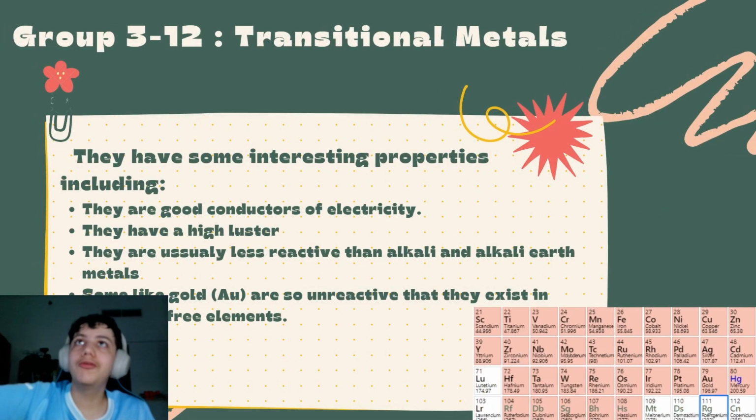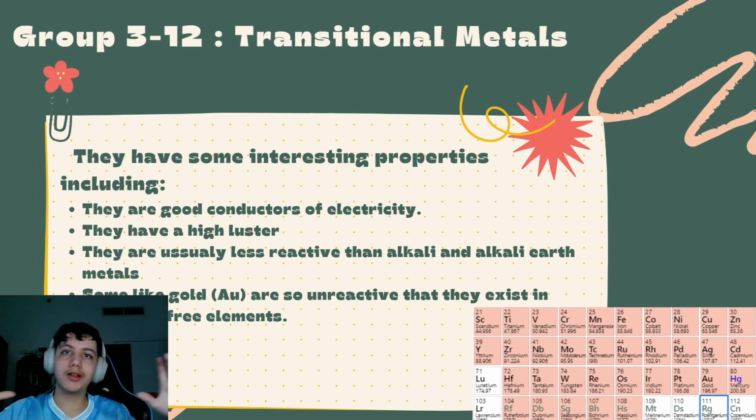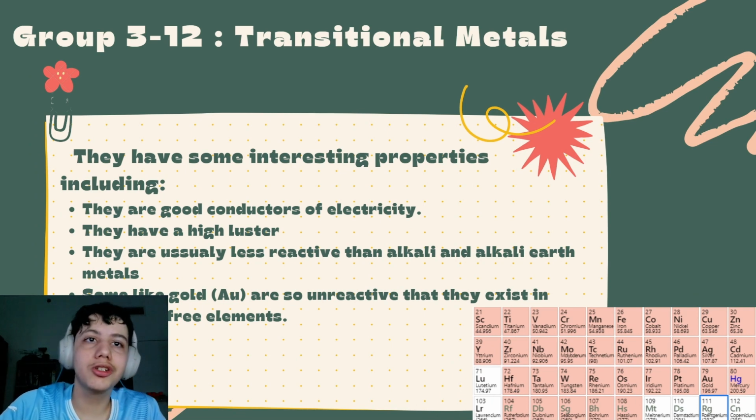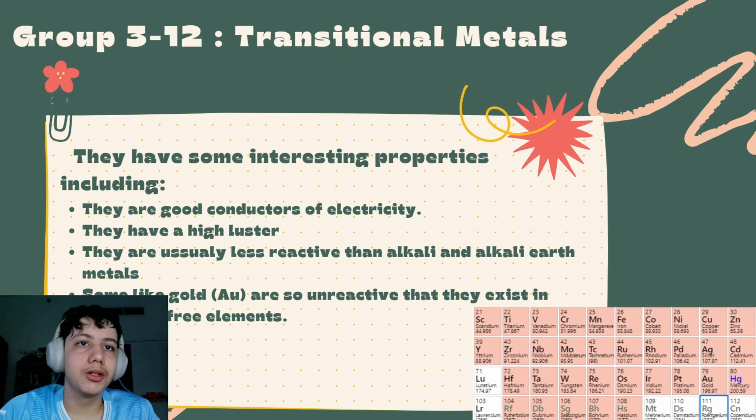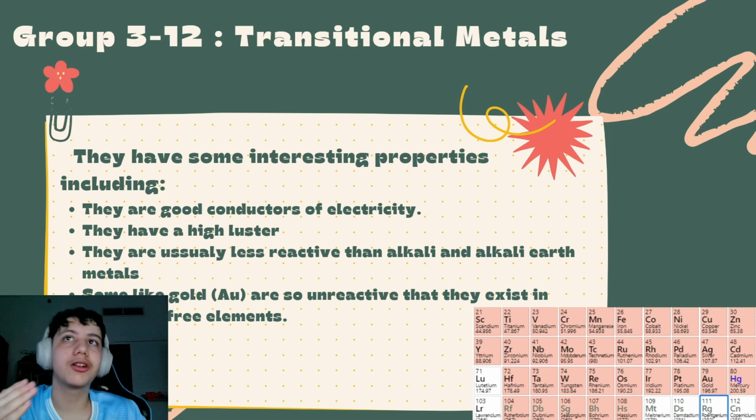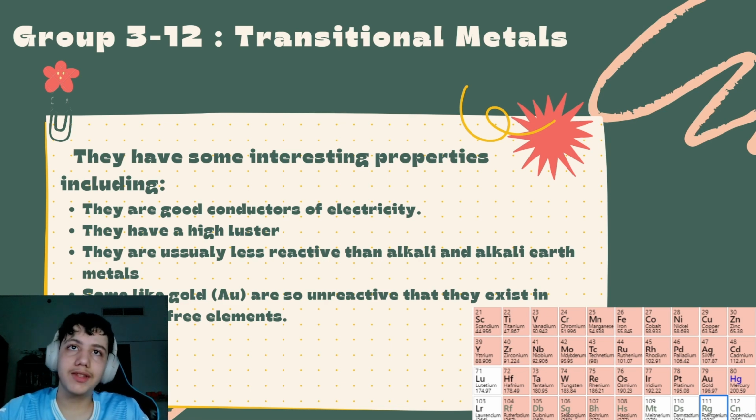Group 3 to 12 is one of the biggest parts of the periodic table, and these are the transition metals, highlighted below in red. And they have some interesting properties, including they are very good conductors of electricity. They have high luster, which, as I said earlier, means that they are very shiny. They are usually less reactive than alkali and alkaline earth metals since they are filling up the d orbitals. Some, like gold, this is a really interesting property, are so unreactive that they exist in nature as free elements.